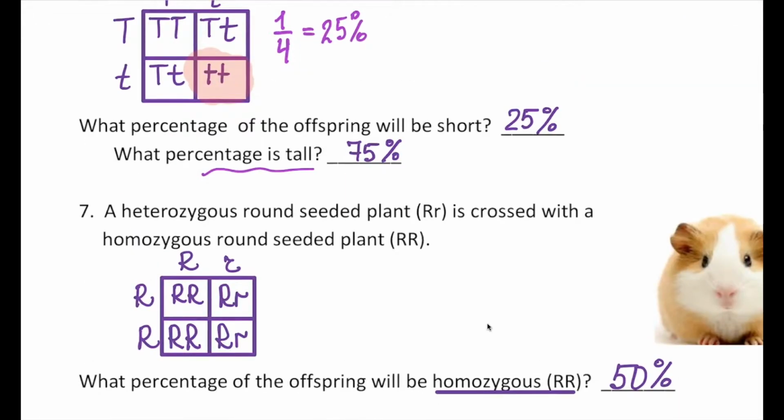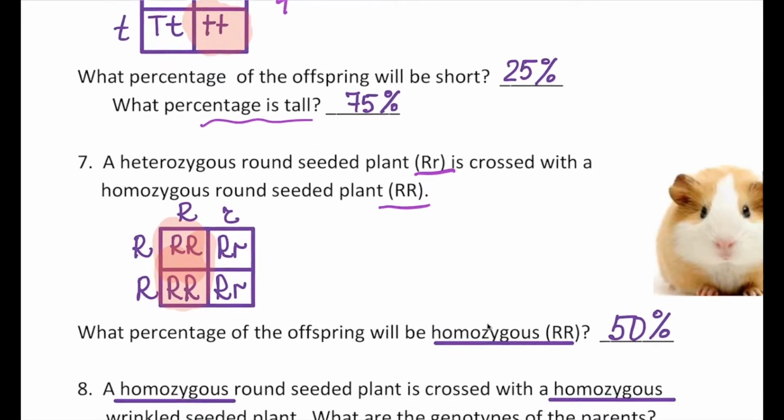A heterozygous round seed plant is crossed with a homozygous round, round being dominant, and they're asking you what percentage of the offsprings will be homozygous. Well, there's only these two, 1 and 2, exactly 2 out of 4, which is 50%.